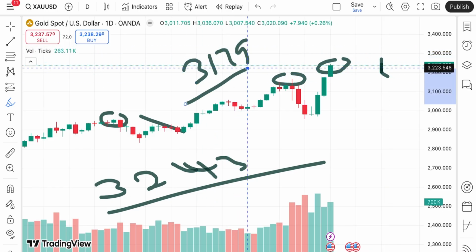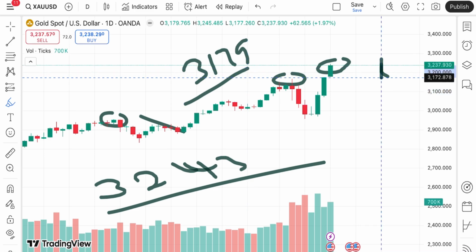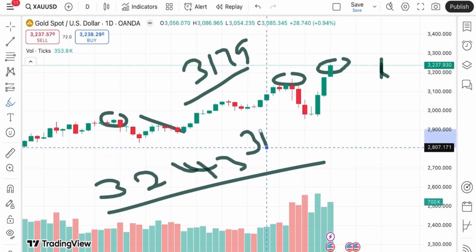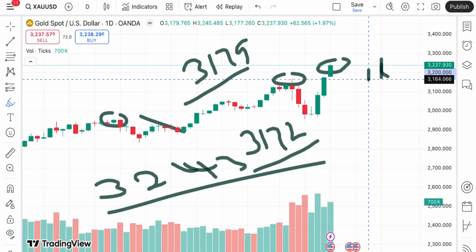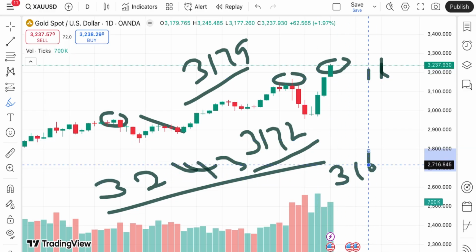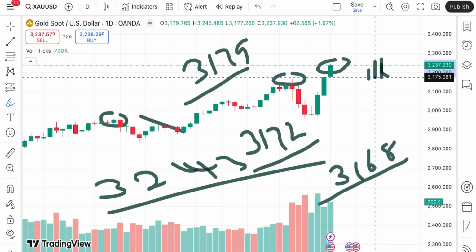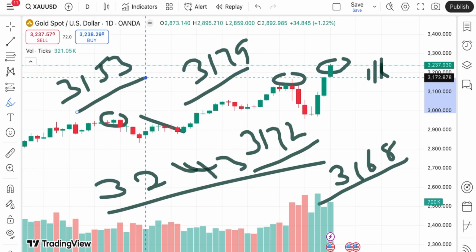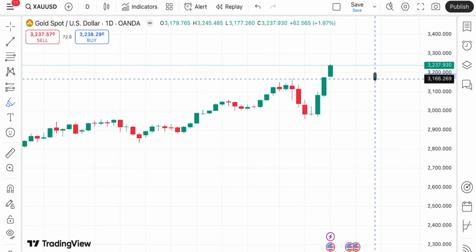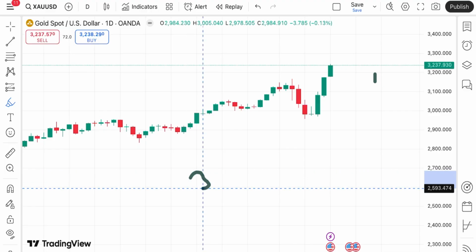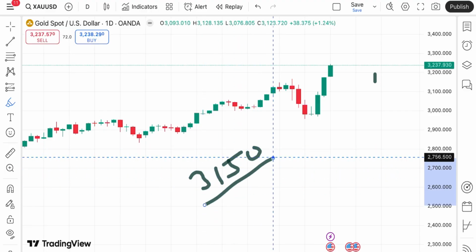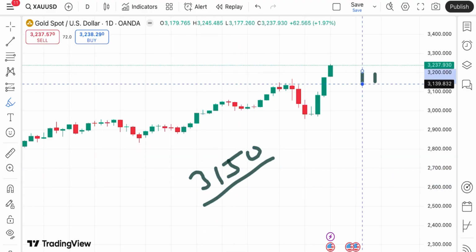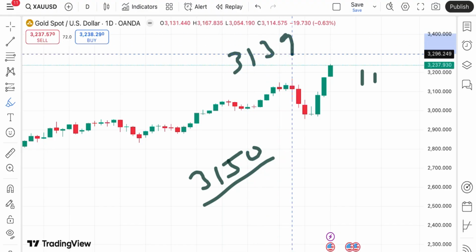3179. Okay, suppose if the price started falling below that particular level, chances of going towards 3172 will be there, and if the price falls below that particular level, chances of touching 3168 is there. Okay, and if the price falls below that particular level, chances of going towards a level of 3153 will be there. Okay, and once the price started going below a level of 3153, we can see a level of 3150. Okay, and if that didn't sustain, a further fall we can see towards a level of $3139.